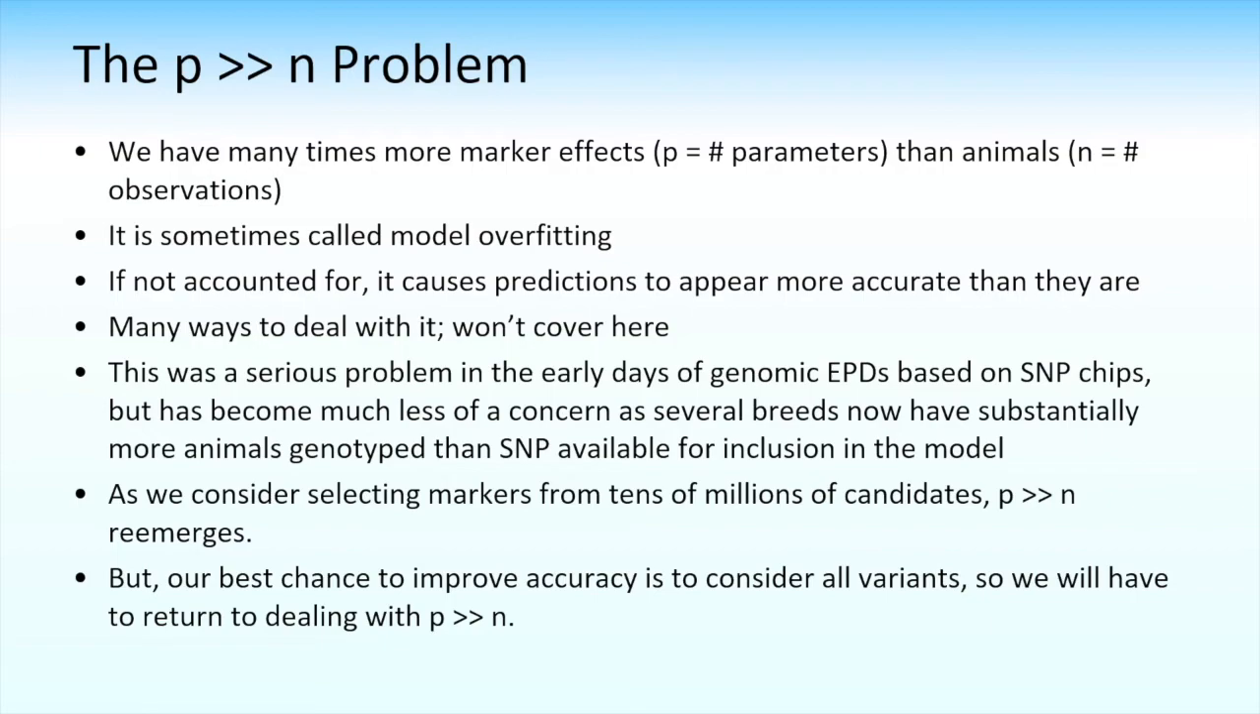This was a serious problem in the early days of genomic EPDs based on SNP chips, especially when we had 50,000 marker effects to estimate and many breeds had only 1,000 or a few thousand animals genotyped with those 50,000 markers. It's become much less of a concern recently, as several breeds now have substantially more animals genotyped than there are SNP available for inclusion in the model. And there are also arguments that the genomic evaluation models currently being implemented are not susceptible to this problem. But as we consider selecting markers from tens of millions of candidates, P much greater than N is going to reemerge as a problem that we have to deal with. Nonetheless, our best chance to improve accuracy is to consider all variants, so we will have to return to dealing with the P much greater than N problem.